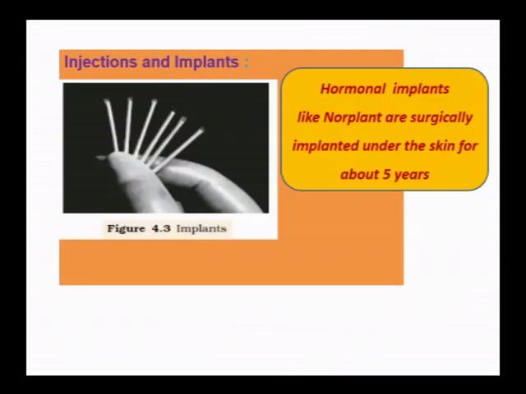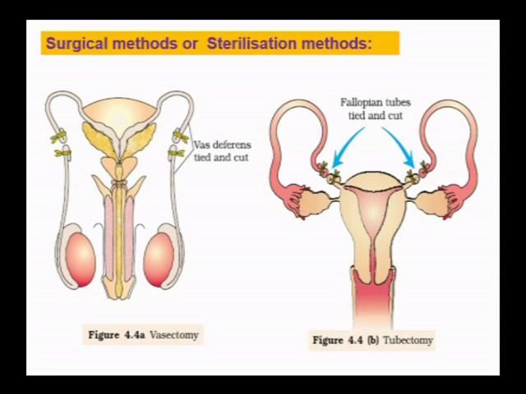Injections and implants. Injections and implants are also used by females as contraceptive devices. One such example is implants. Hormonal implants like Norplant are surgically implanted under the skin for about 5 years to prevent fertilization and pregnancy. So therefore, they also act as a contraceptive device or method.